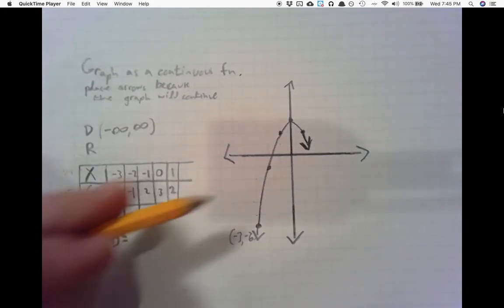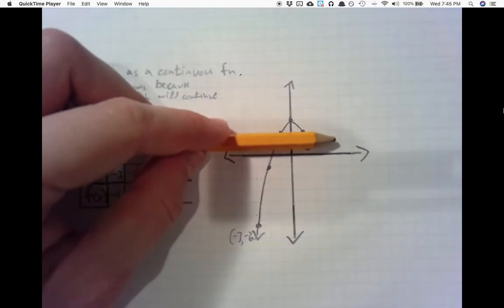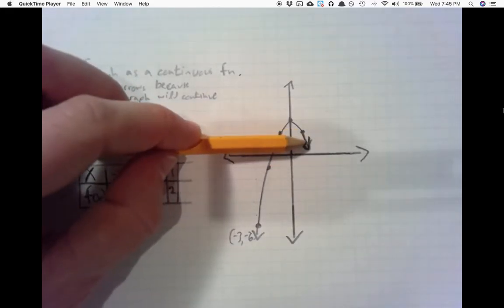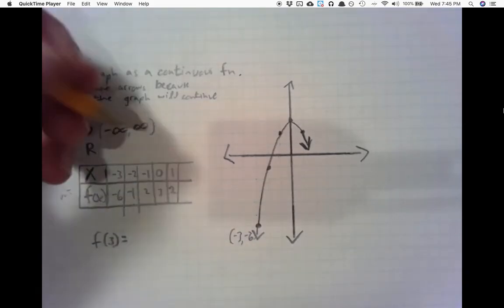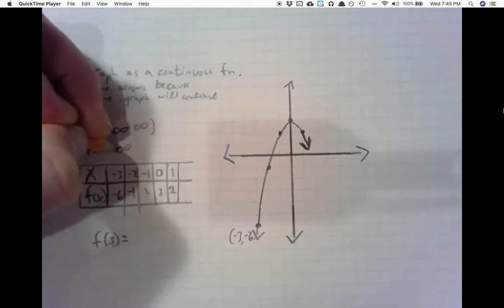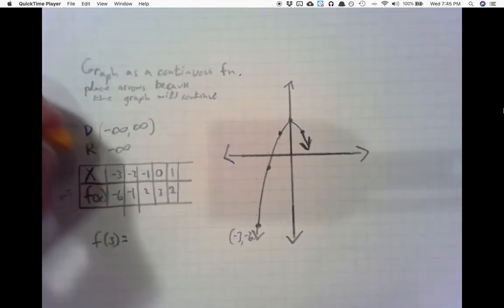My range now, I'm looking for the y's. I'll go up and down, or rather down and up. As I go down, I see an arrow here, and my lowest point also right by it has an arrow going down forever as well. My lower bound of my range is -infinity. It keeps going further and further negative.